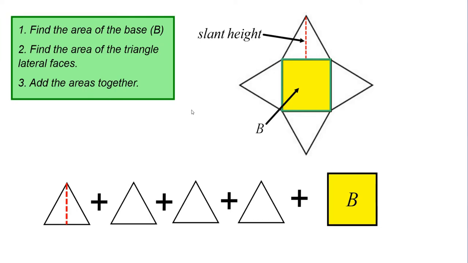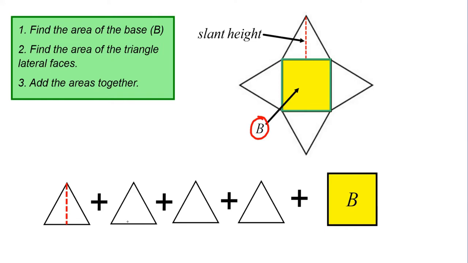So to find the total surface area, this is basically what a pyramid is going to be composed of. If we're looking at its net, we're going to find the area of the base, and we use a big B, or a capital B, to denote the area of the base. So find the area of the base, whatever polygon it is, if it's a square or a triangle, find the area of that base. And then we're going to find the area of the triangle lateral faces. And then again, like we did with our prisms, we're going to add them all together. So this particular pyramid has 4 identical triangles and the base.